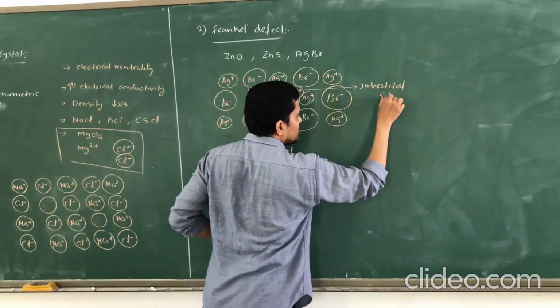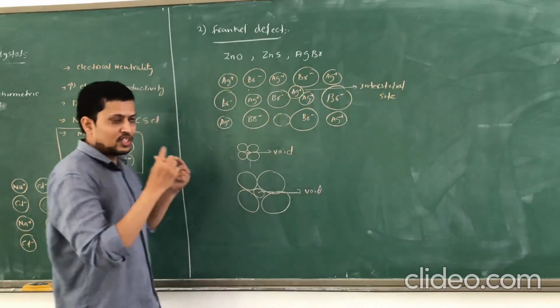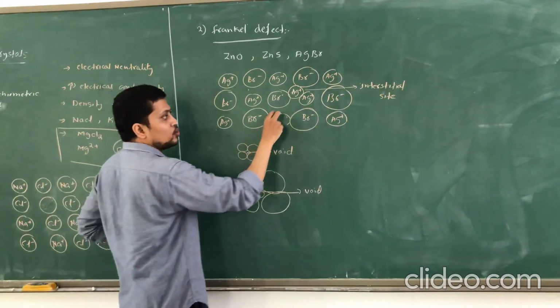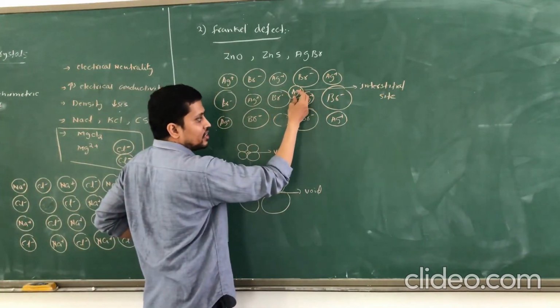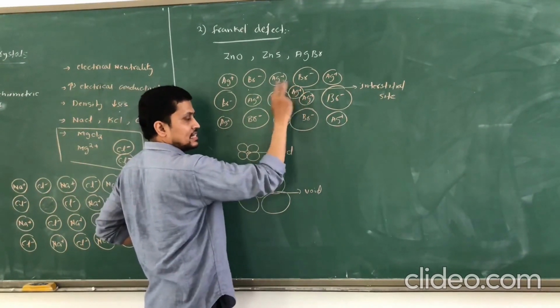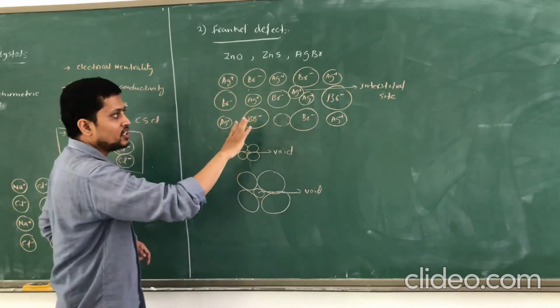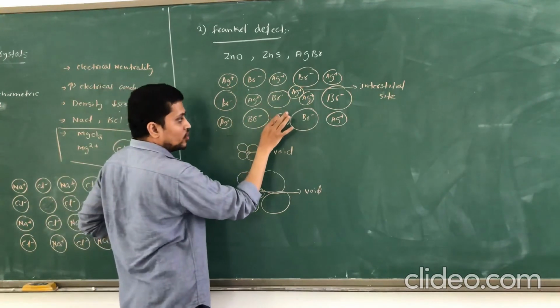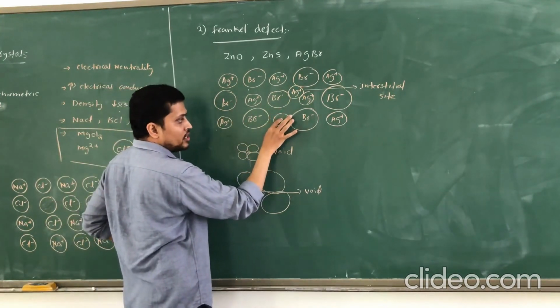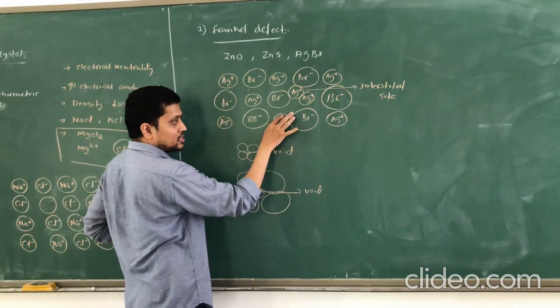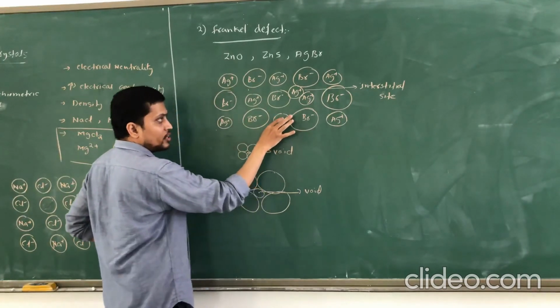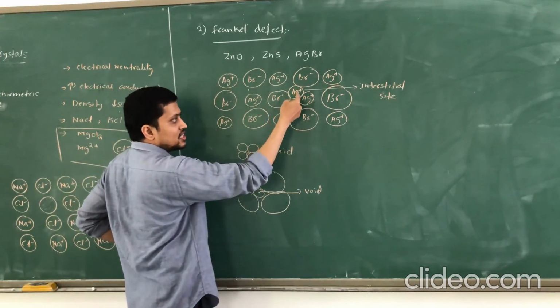Interstitial site. So the cation, which is small in size, is going to occupy the interstitial site. But they are not missing, they are inside the crystal only. The crystal is not going to be changed. The crystal is as it is, only the small cation is going to be displaced. They are just losing their place and occupying one interstitial site.